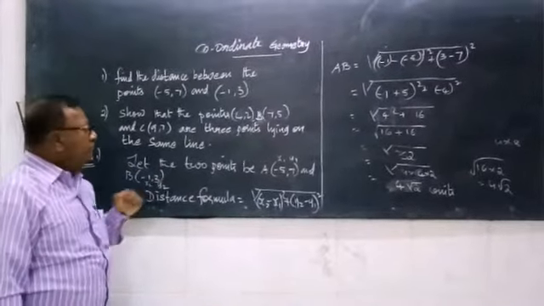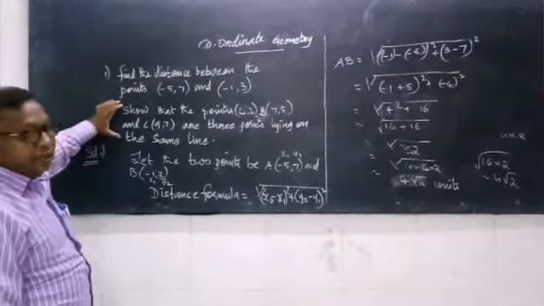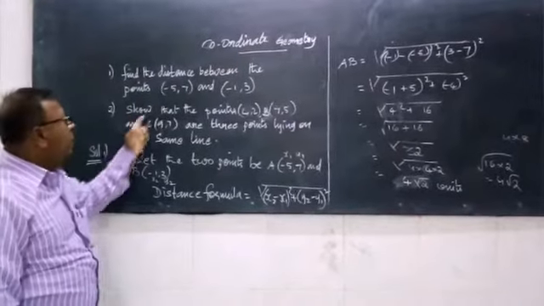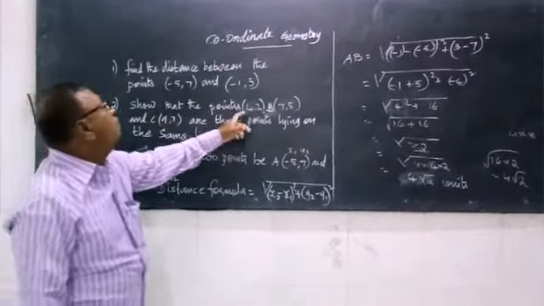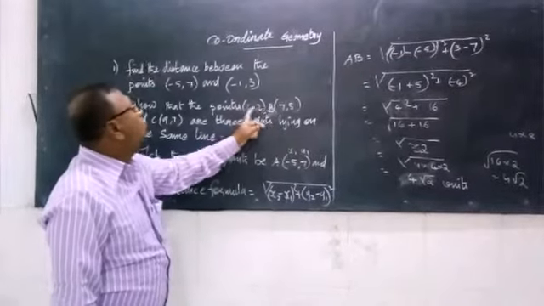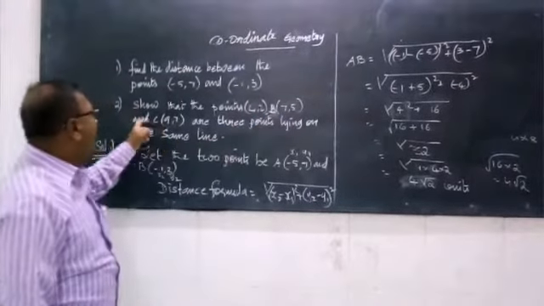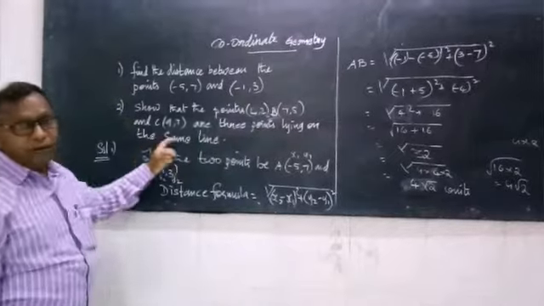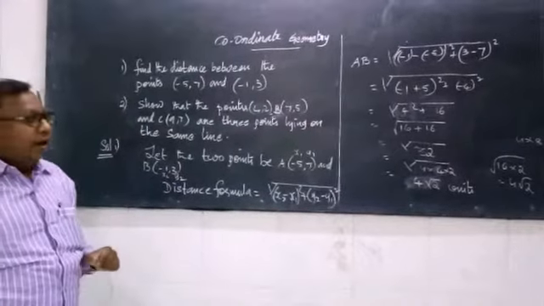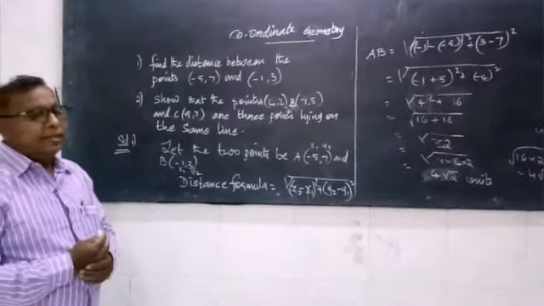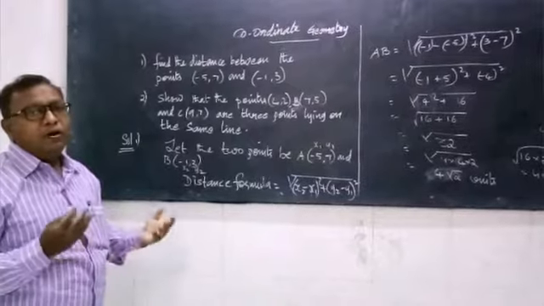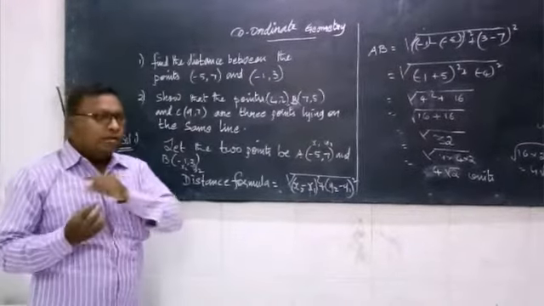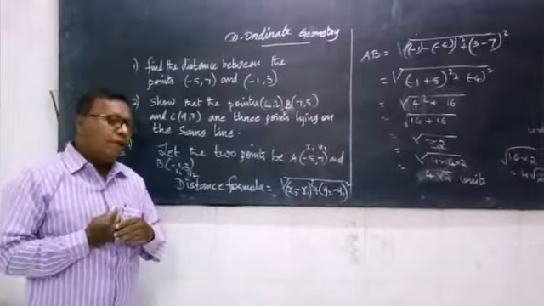Now we shall try to solve the next problem. What is the next problem here? Show that the points A (4, 2), B (7, 5) and C (9, 7) are 3 points lying on the same line. Lying on the same line in the sense the points are called collinear points. All the 3 points lying on the same line.